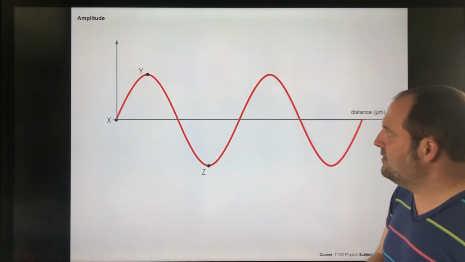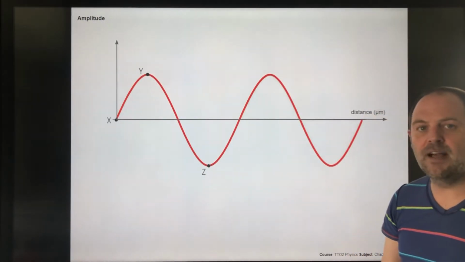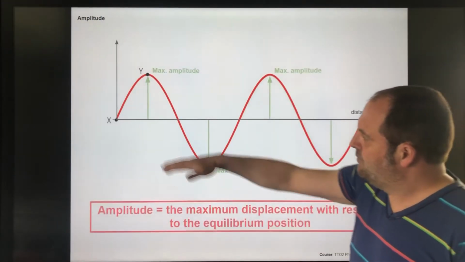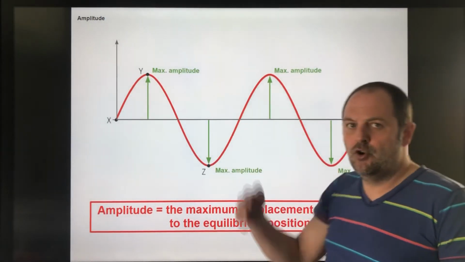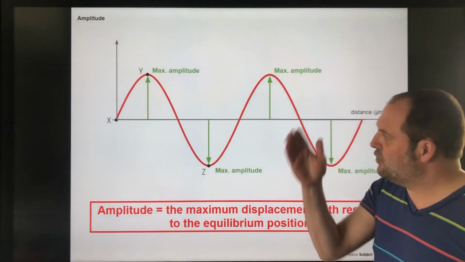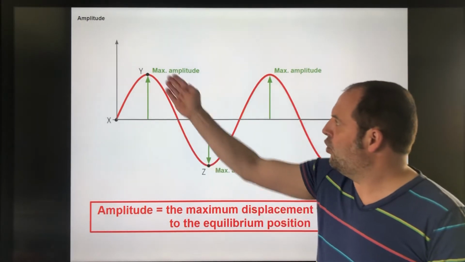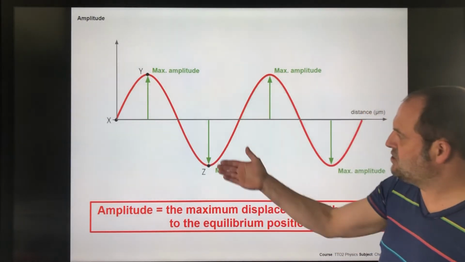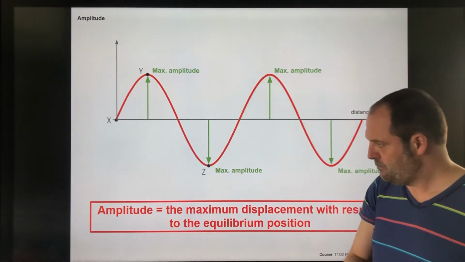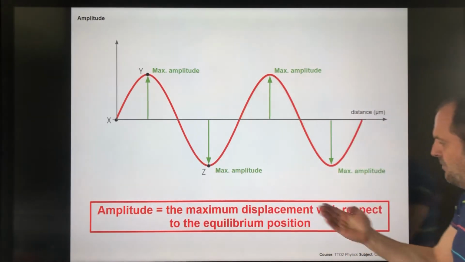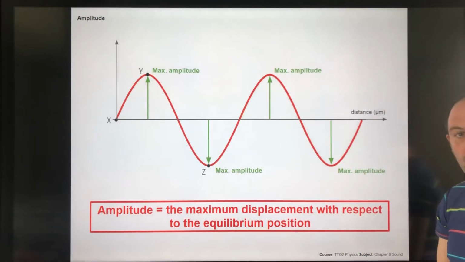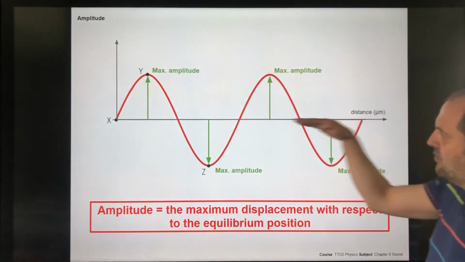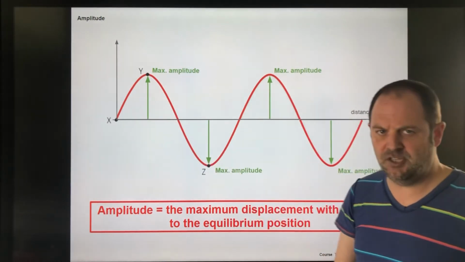Okay, let's start with the theory. This was a theory of last lesson. I told you that this was the equilibrium position, the neutral position of those molecules. And if those molecules start vibrating, we call this the maximum amplitude, and the maximum amplitude is over there as well. And the amplitude was the maximum displacement with respect to the equilibrium position. And this was the equilibrium position. So that is actually just the distance that you can measure.